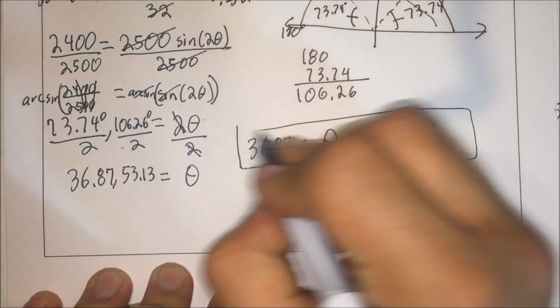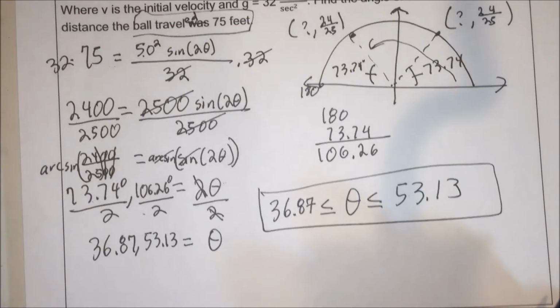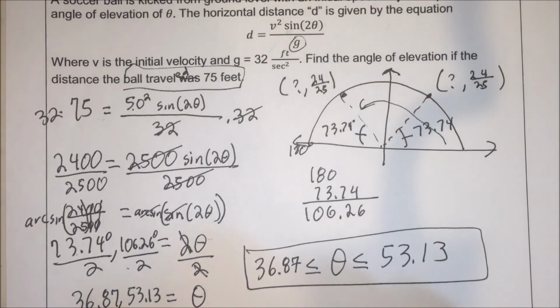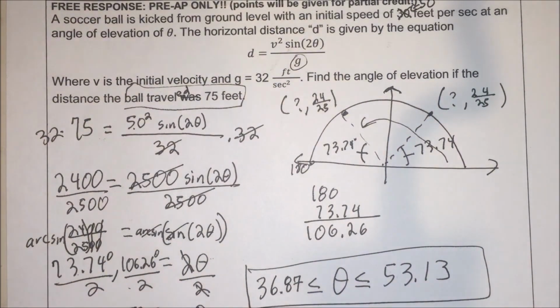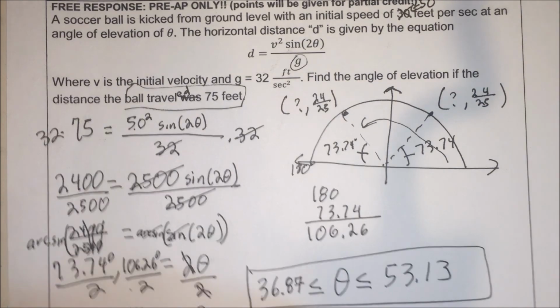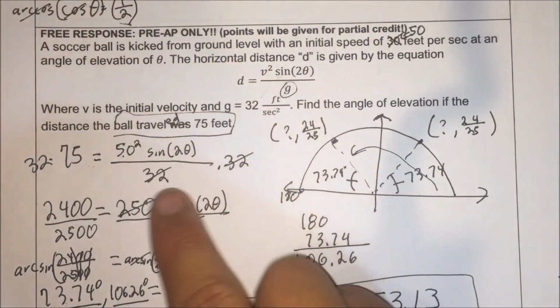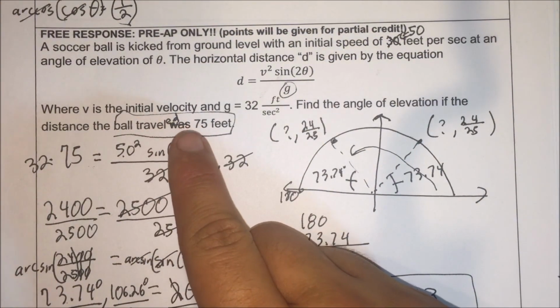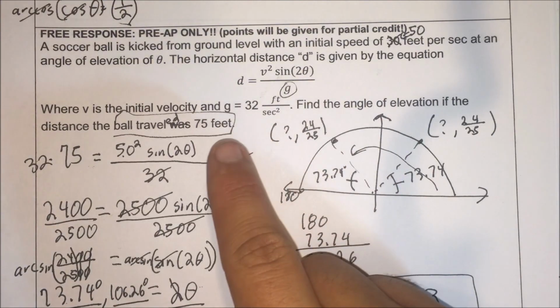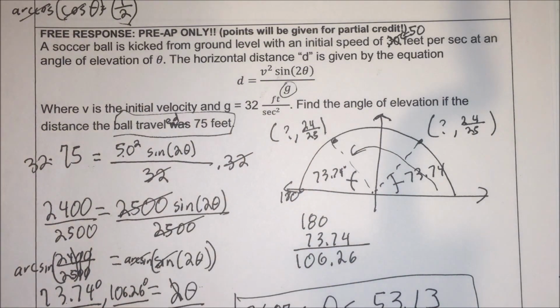So basically what this is saying is that in order for the soccer ball to travel this distance, 75 feet, with an initial speed of 50 feet per second, we'd have to kick that ball between 36.87 and 53.13 degrees.